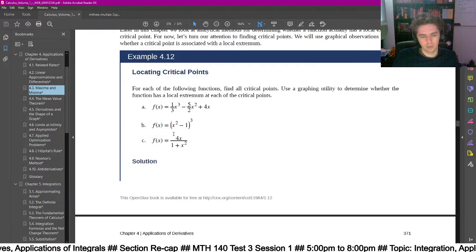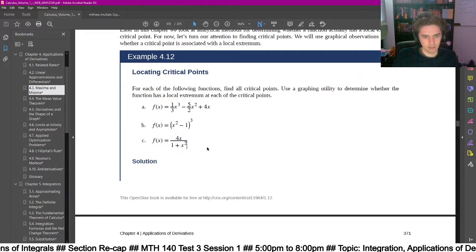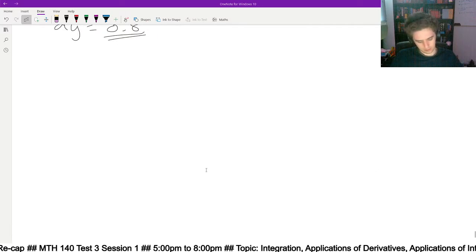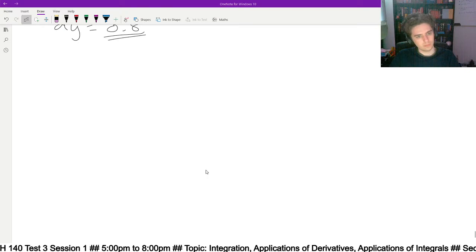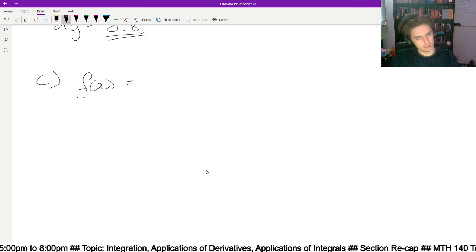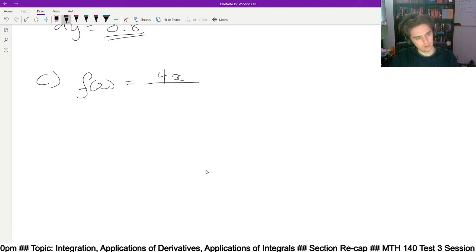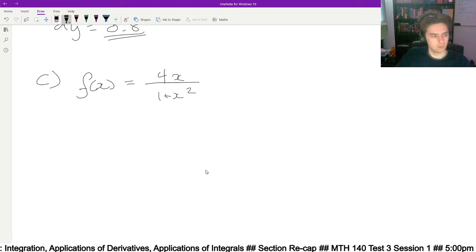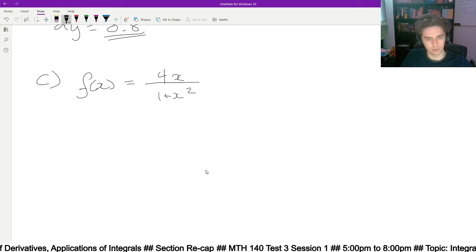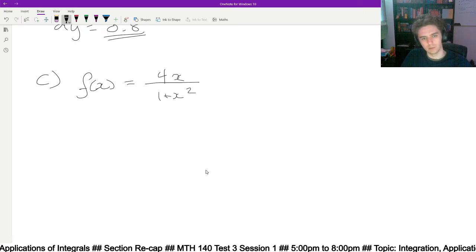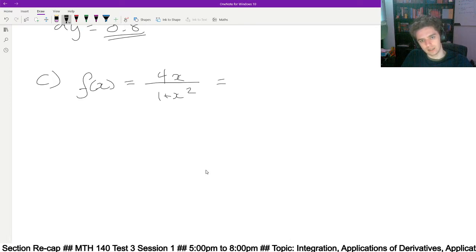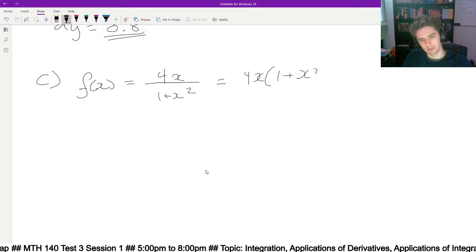So, locating critical points. Well, how would I do it? Let's do it for this C here because that looks like the most complicated one, although I don't think any of this is too bad. So C is asking f of x equals 4x over 1 plus x squared, and is asking for where the critical points are. For each of the functions, find all critical points. So I'll write this alternatively as 4x times 1 plus x squared to the negative 1.